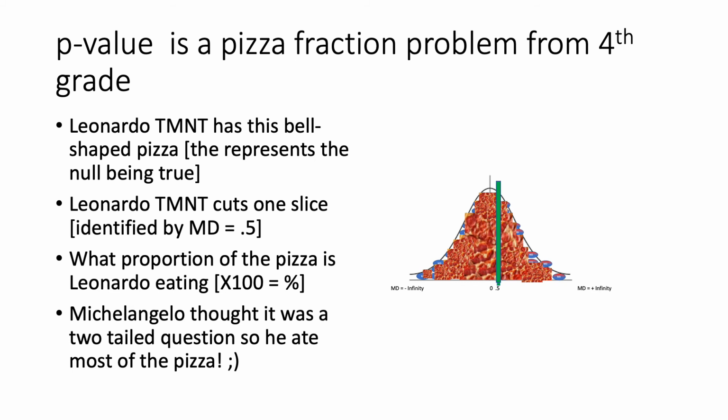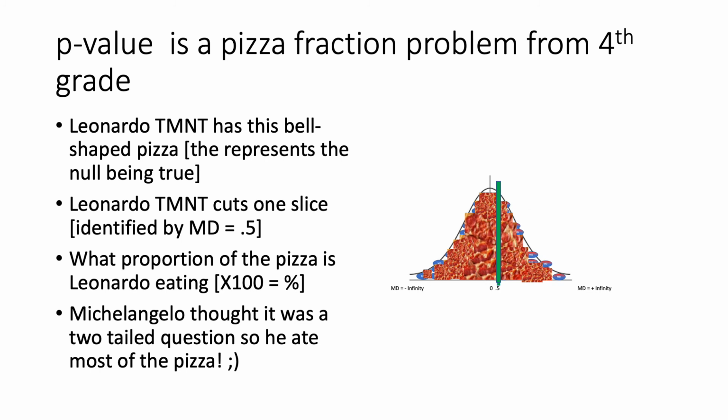This pizza represents the null hypothesis being true, so the middle of the pizza is at 0. Leonardo from the Teenage Mutant Ninja Turtles cuts one slice identified by a mean difference of 0.5. What proportion of the pizza is Leonardo eating? Well, Leonardo thought he was eating 40% of this thing, but Michelangelo came in and ate 80% of it because he thought it was a two-tailed test.